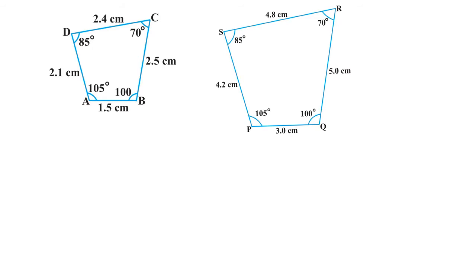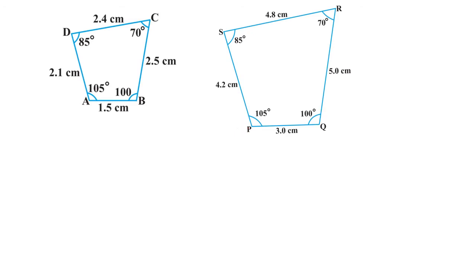Now for the figures to be similar, the corresponding angles have to be the same. So what is the corresponding angle of angle A, which is 105? Angle P, which is 105. The corresponding angle of 100 is 100. The corresponding angle of C is R, both are 70. The corresponding angle of D is S, both are 85. So we have figured out that the corresponding angles are the same. First point done, first criterion. Now let's figure out whether the ratio of the corresponding sides are in proportion or not.